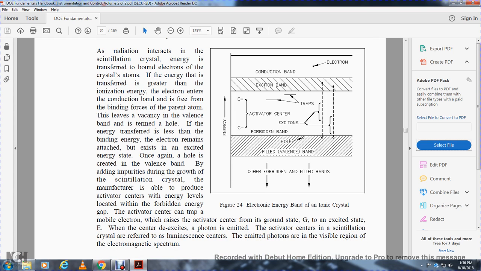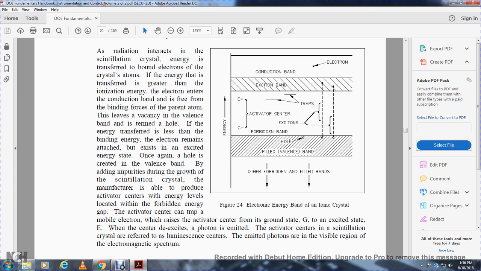The activator centers can trap the mobile electron, raising the activator from the ground state, G, to an excited state, E. When the center de-excites, a photon is emitted by the activator center. The scintillation crystal is referred to as a luminescent center. The emitted photons are in the visible region of the electromagnetic spectrum.